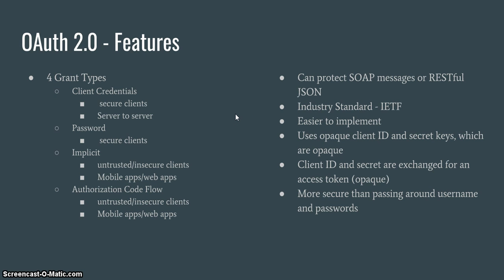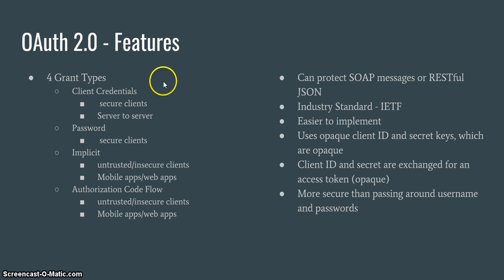What are the four grant types? Well, there's client credentials, password, implicit, and authorization code flow. And OAuth 2.0 can be used to protect SOAP as well as RESTful messages.